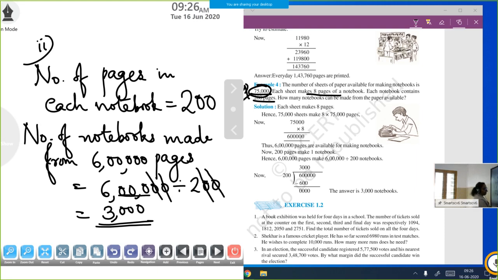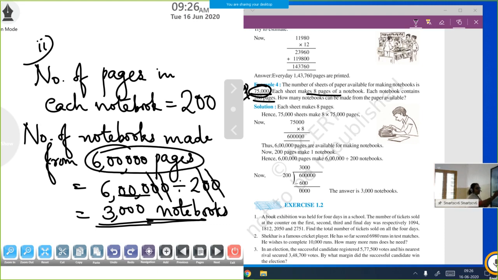So they can make 3,000 notebooks. 3,000 notebooks can be made from 6 lakh pages. There are total 6 lakh pages. From where you got the 6 lakh? First we found that one, in the first part of the question. Then in the second part of the question we used that 6 lakh pages. Using that 6 lakh pages, we are dividing with the 200. We will get the number of notebooks that can be made. Okay, so 3,000 notebooks can be made using 6 lakh pages.